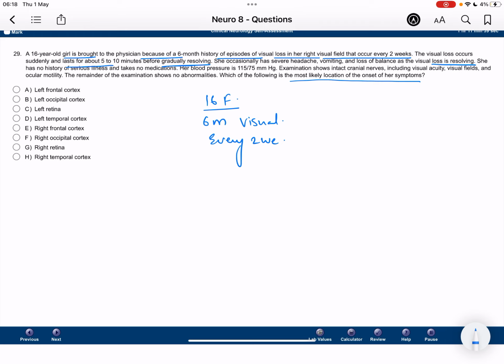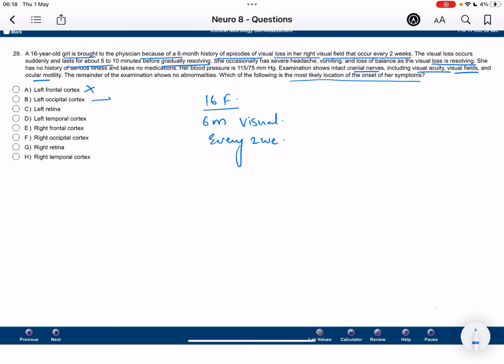She has no history of serious illness, takes no medication, and blood pressure is normal. Examination shows intact cranial nerves, visual acuity, visual fields and ocular motility. The remainder of the examination shows no abnormalities. Which of the following is the most likely location of onset of the symptoms? So is it the left frontal cortex? Left frontal cortex is usually associated with executive function, not the cause. Left occipital cortex.